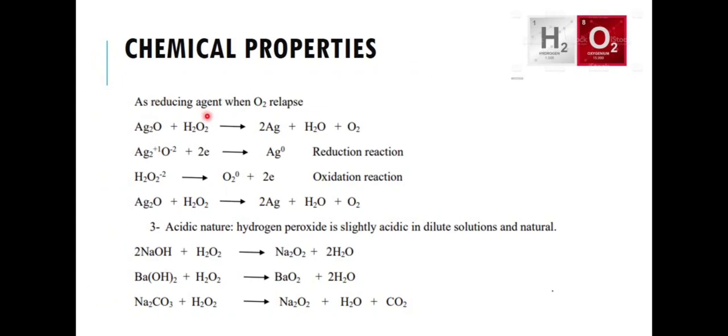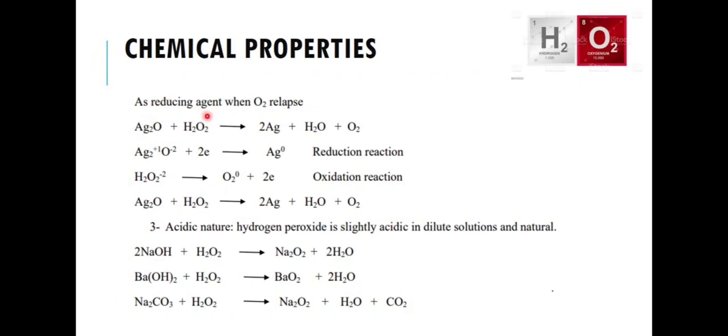Next we are going to discuss the reducing property of hydrogen peroxide. The first example is that it reduces silver oxide to metallic silver. Ag2O plus H2O2 gives 2Ag plus H2O plus O2. So here the silver oxide is reduced to metallic silver in the presence of H2O2. Then another example: it reduces potassium permanganate to manganese sulfate, potassium sulfate and oxygen in an acidic medium.